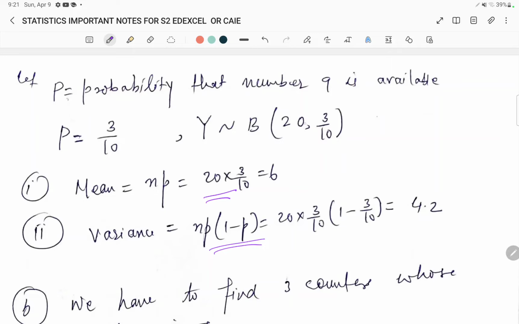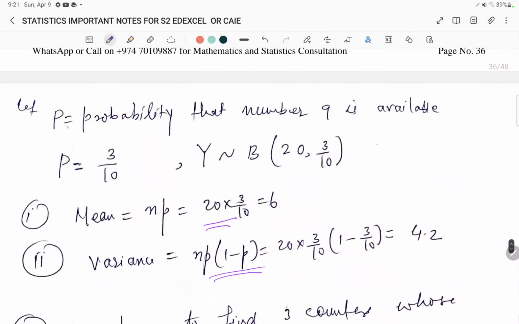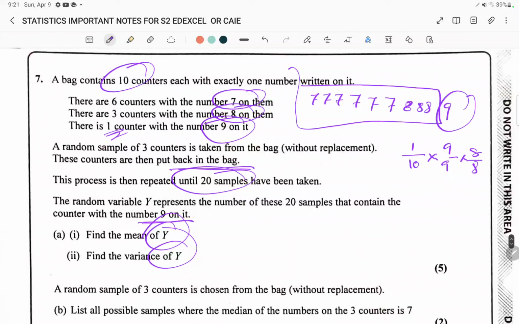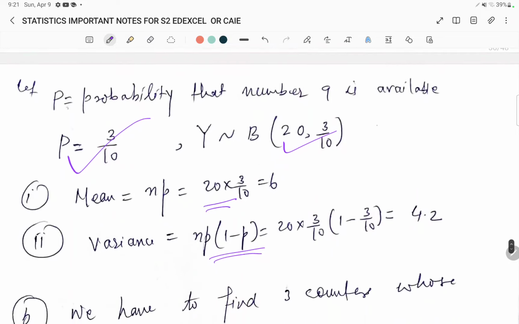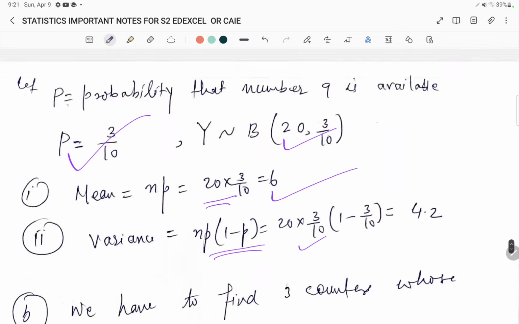9 is available, so the probability is 3 by 10 when 9 is available. So what we need to find? We need to find the random variable y, which represents the number of these 20 samples that contain the counter with number 9 on it. Find the mean of y and variance of y. The probability that number 9 is available is p, 3 by 10. N is 20, p is 3 by 10. So NP is the mean and variance is NPQ.